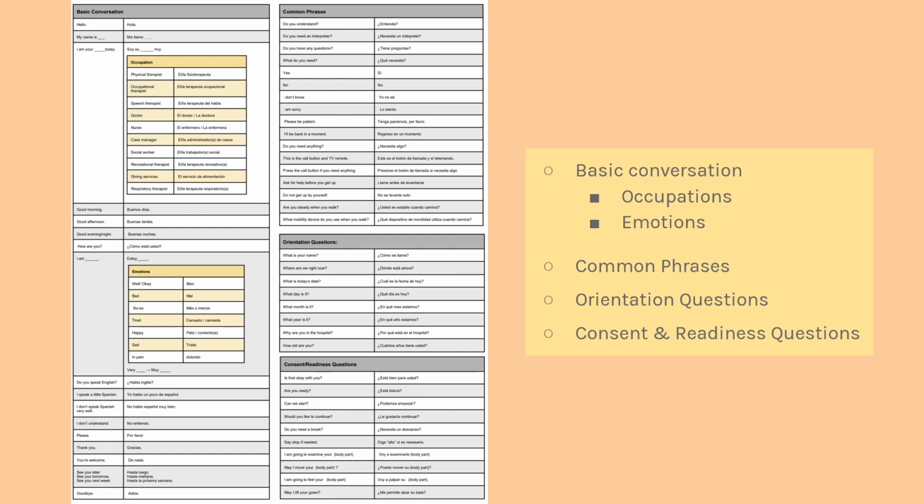Finally, there are consent and readiness questions. These make sure that the patient is informed and comfortable with what's happening. You might ask if they need a break, explain what you're doing, or check that they understand and are okay with participating in the activities. So overall, this first section is really about setting up good communication with your patient and making sure they feel safe, informed, and ready to participate.